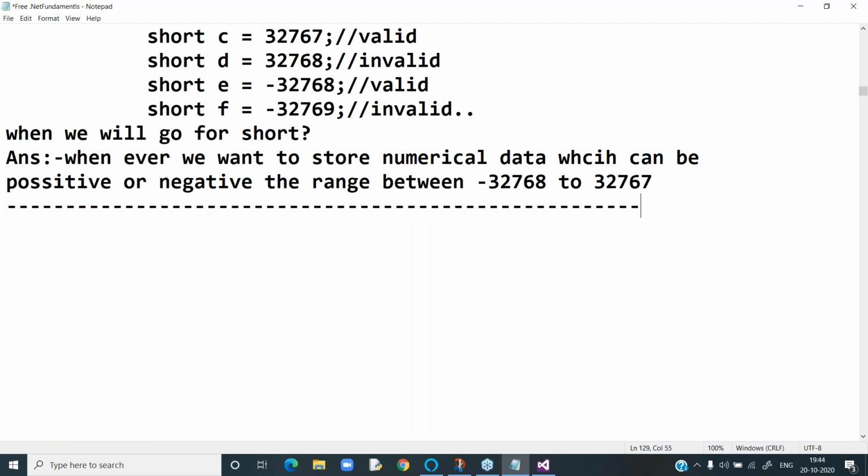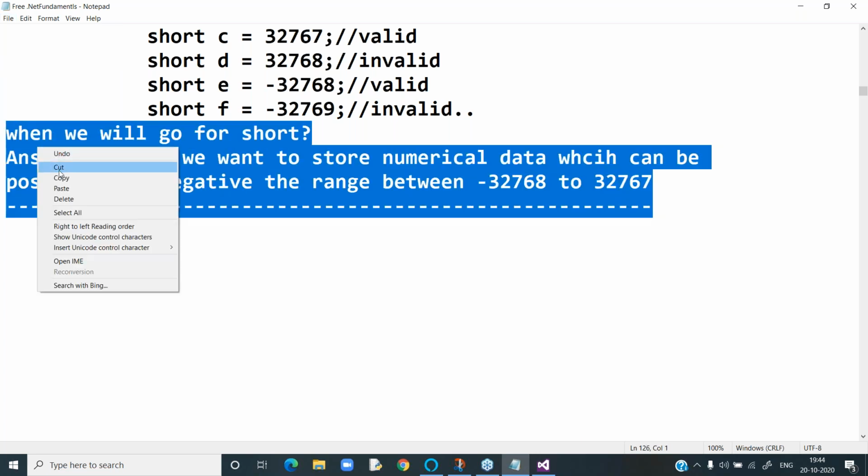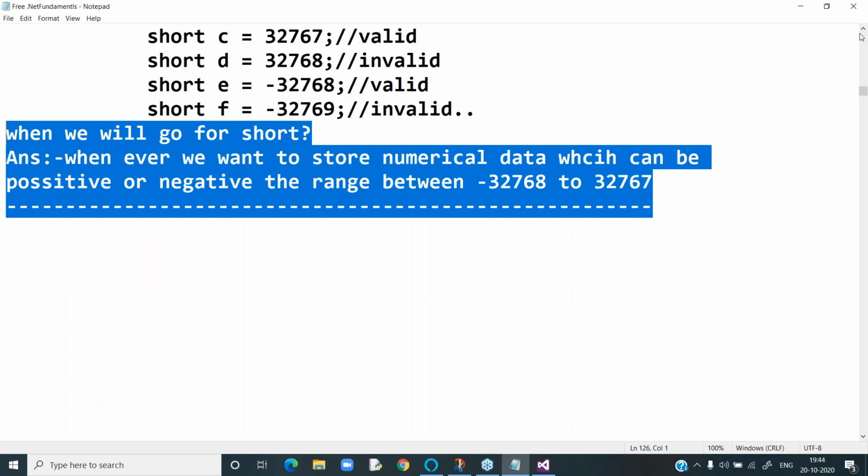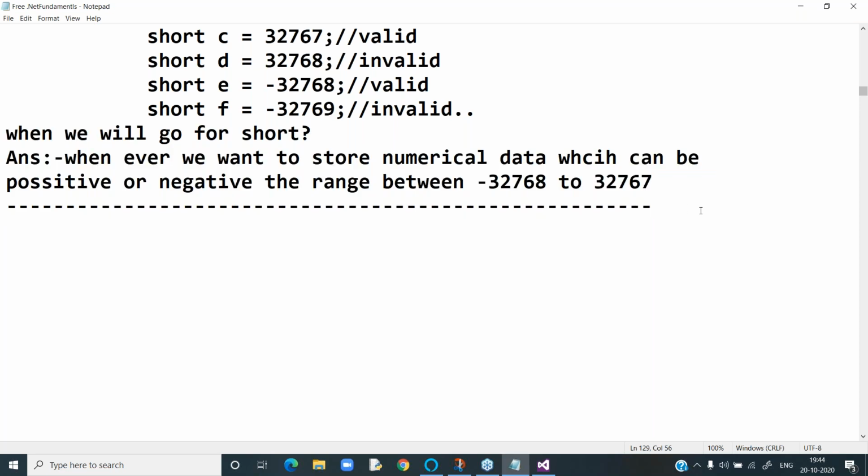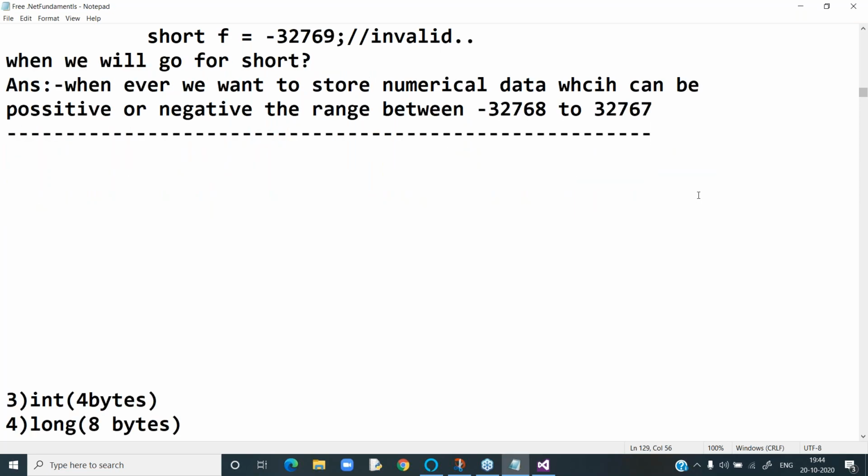Right. Are you clear? So that is when we will go for short. That is the story.